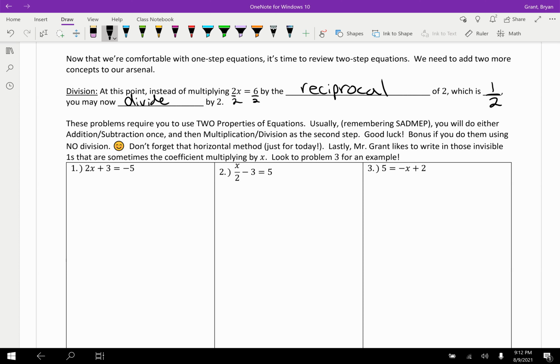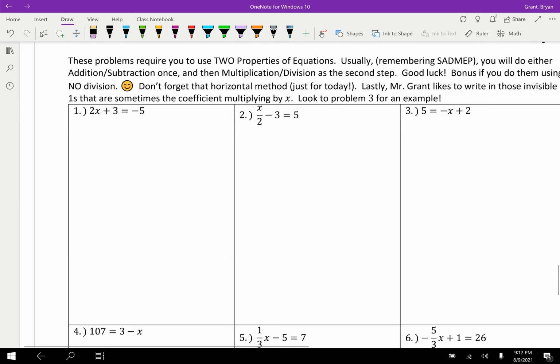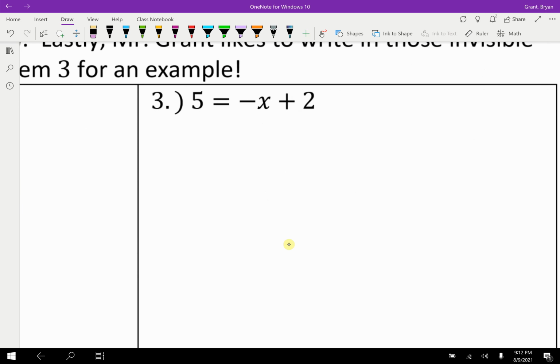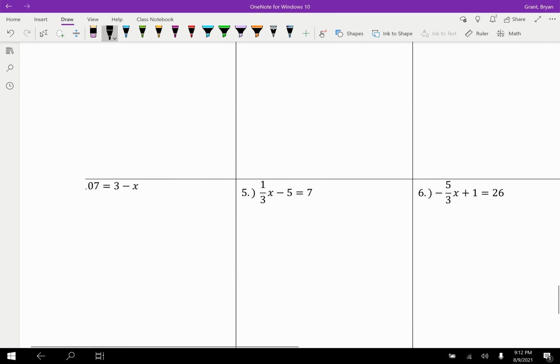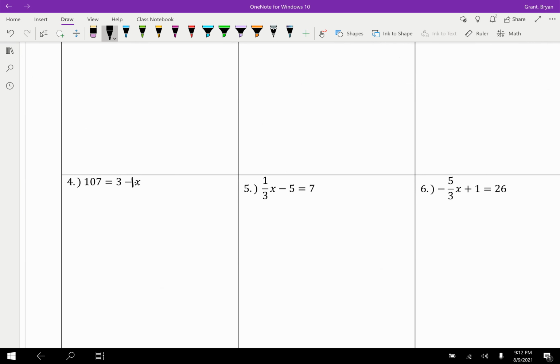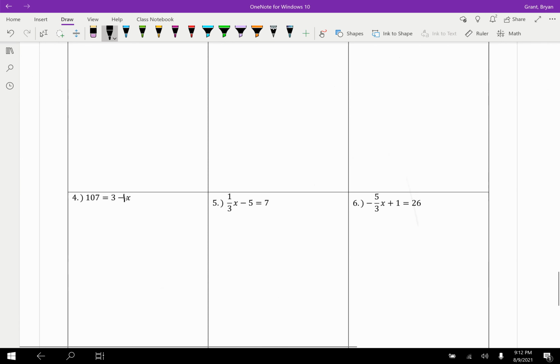I do really like, by the way, to write in those invisible ones, kind of like what we saw in problem 8. I put in this invisible 1 in front, or maybe on this third problem down below, 5 equals negative 1 times x. Anytime you see those invisible ones, oh, here's another one, probably a good idea to put those in.